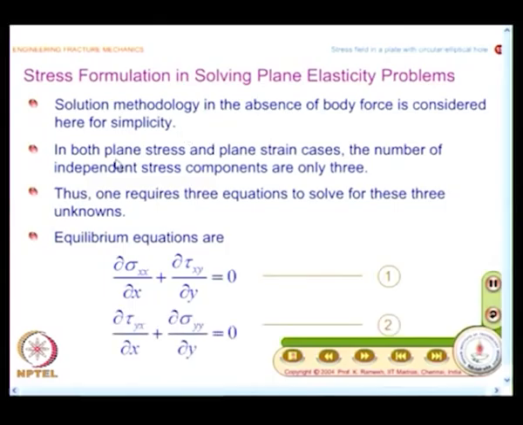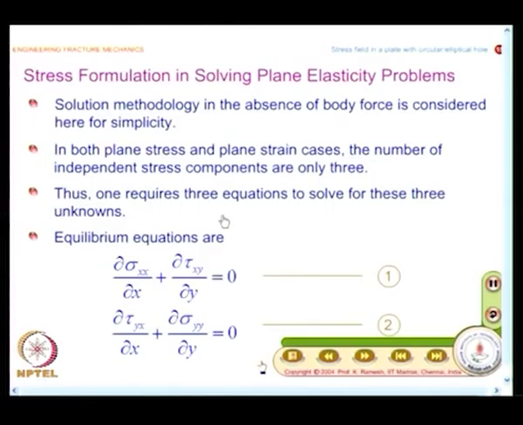And we have already seen what constitutes the stress tensor as well as strain tensor in the cases of plane stress and plane strain. In both the cases, the number of independent stress components are only 3, because you could calculate epsilon z in the case of plane stress, you could also calculate sigma z in the case of plane strain. They are dependent on other quantities. So, the independent quantities are only 3. So, you require 3 equations to solve for these 3 unknowns. And where do the 3 equations come from?